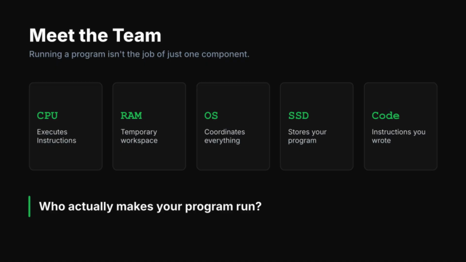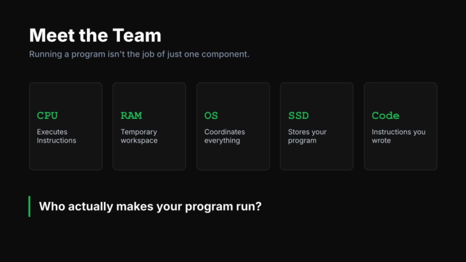Before we can answer what happens after clicking the run button, let's meet the 5 players involved. Take a look at these cards. On the far right is your code, the instructions you've written. That code is stored on the SSD until you decide to run it. The operating system is like the coordinator. It makes sure everything happens in the right order. RAM acts as the program's temporary workspace, and finally, the CPU is the one that actually executes the instructions. So, even for a simple print hello world, it's not just the CPU doing the work. Every one of these components has a role to play.